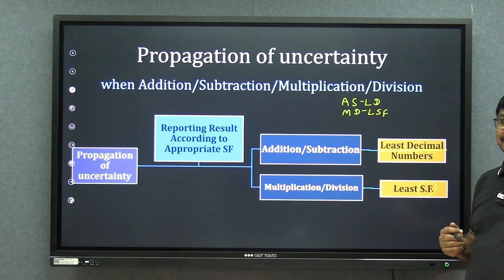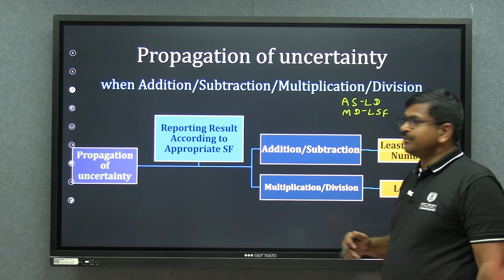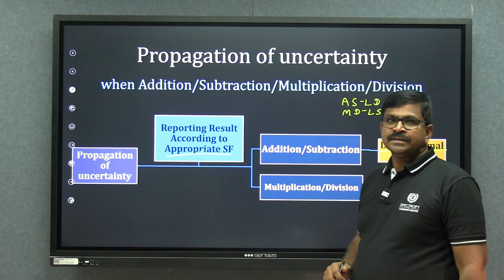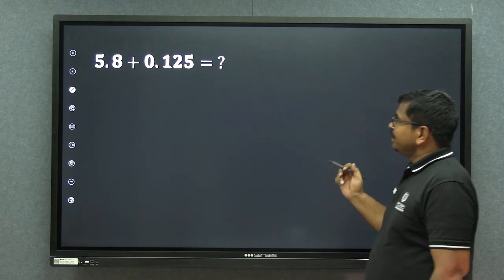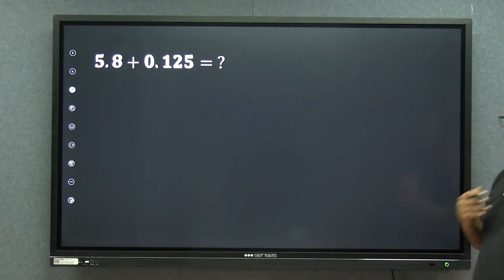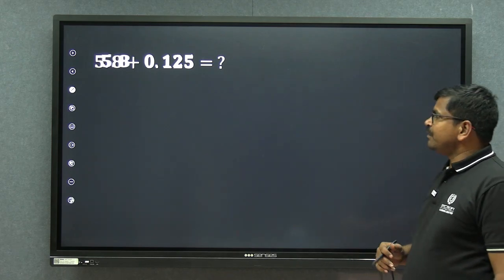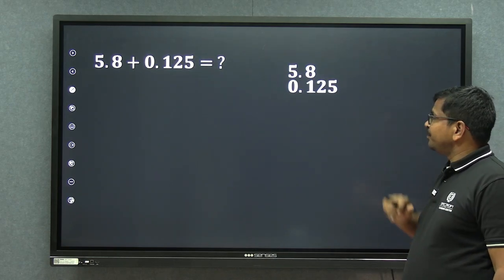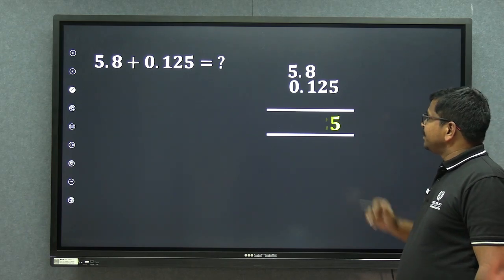What is rounding off here? Rewriting the result according to appropriate significant figures. Now, next, let us check how to do that one with an example. 5.8 plus 0.125. Suppose I want to add this 5.8 with 0.125. While adding this one, I can add this from right side.